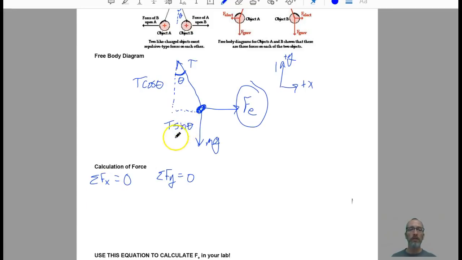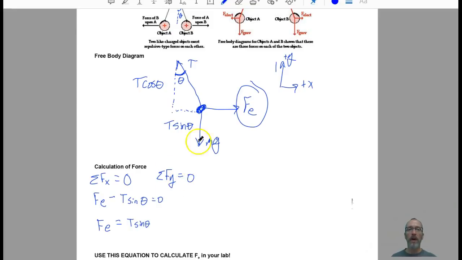So the sum of the forces in the x direction are, we know we have the electric force, so that is Fe, minus, and then we have T sine of the angle, and that is equal to 0. So this one's really easy. The force of electricity in the x direction is equal to T times the sine of the angle.